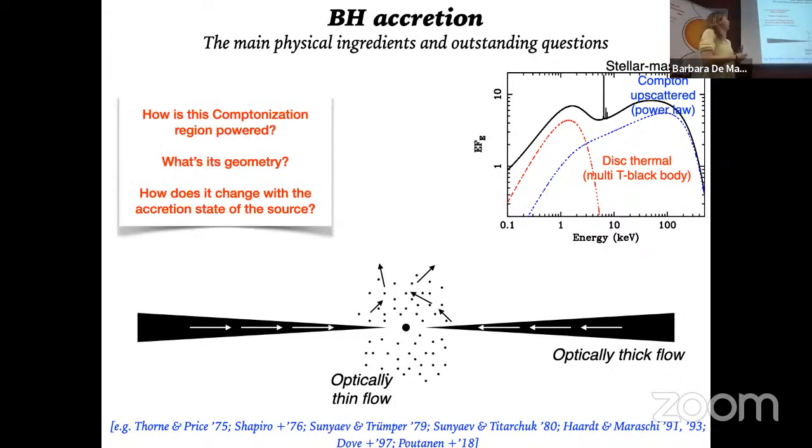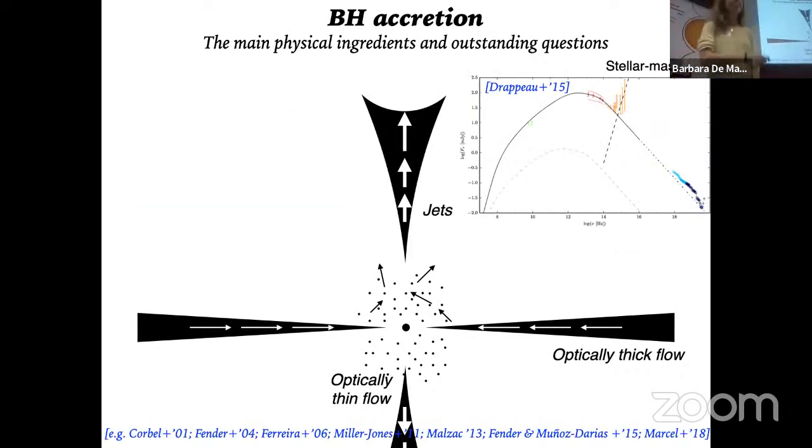We don't know how it is powered, what its geometry is, whether it is like an atmosphere covering the inner parts of the disk, or like a cloud, or maybe, as we will see, the base of a jet. And moreover, we don't know how it changes as a function of accretion state. And then, as I mentioned, there are jets. Jets are powerful outflows of plasma.